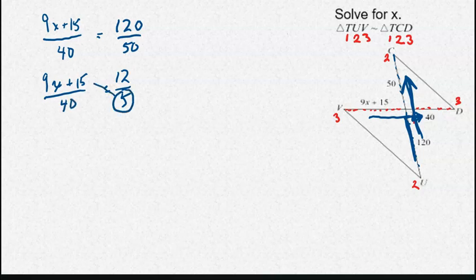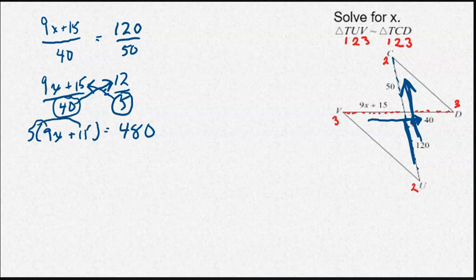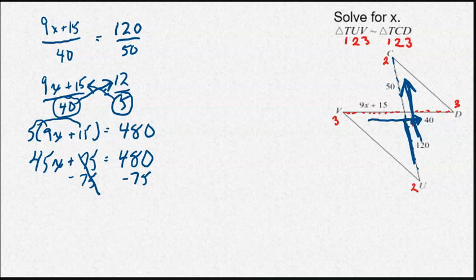So I'm going to cross multiply. That's going to be 5 parentheses 9x plus 15 equals, let's see what 40 times 12 is, and that is 480. And now I'm going to distribute. So 5 times 9 is 45x. 5 times 15 is 75. 480. I'm going to subtract the 75, create a 0. So this way it no longer affects that side of the equation.